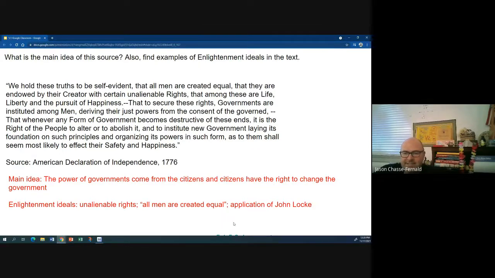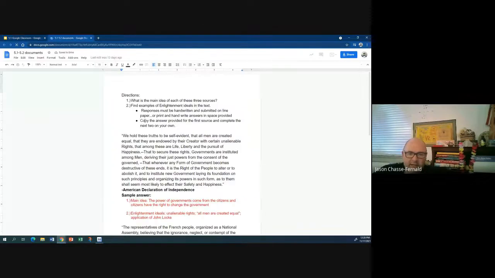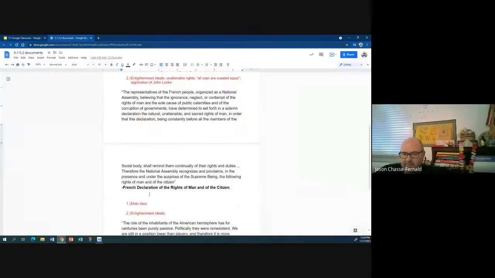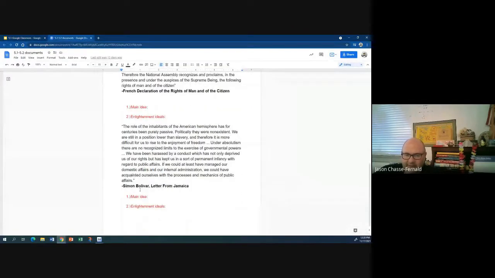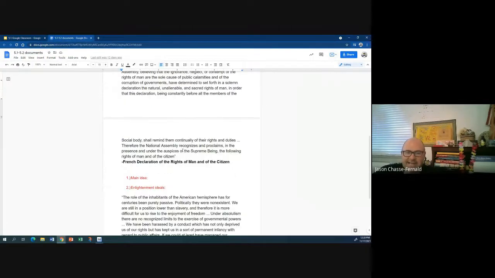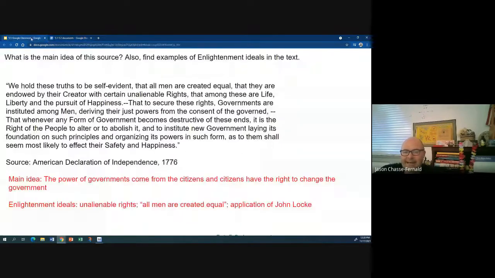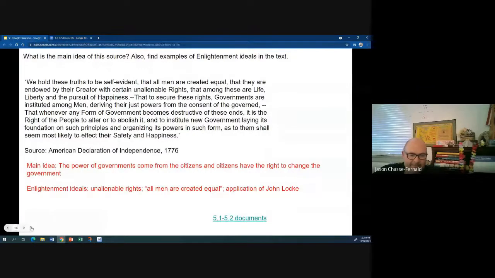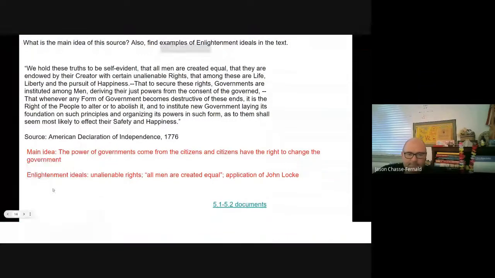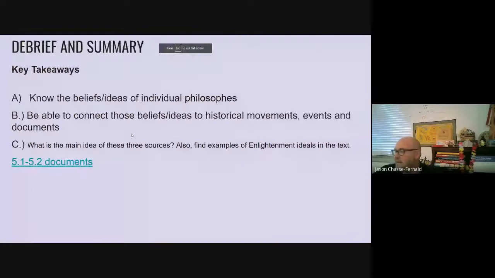All right, and the rest of your homework, just let me show you real quick. So you've got a little excerpt here from the French Declaration of the Rights of Man and Citizens, and then you have another excerpt from the Letter from Jamaica, the Simon Bolivar letter. And you're just doing the exact same thing. What is the main idea of that passage, and what is the Enlightenment idea that is being expressed? All right. So once you do that, that was your homework for tonight.